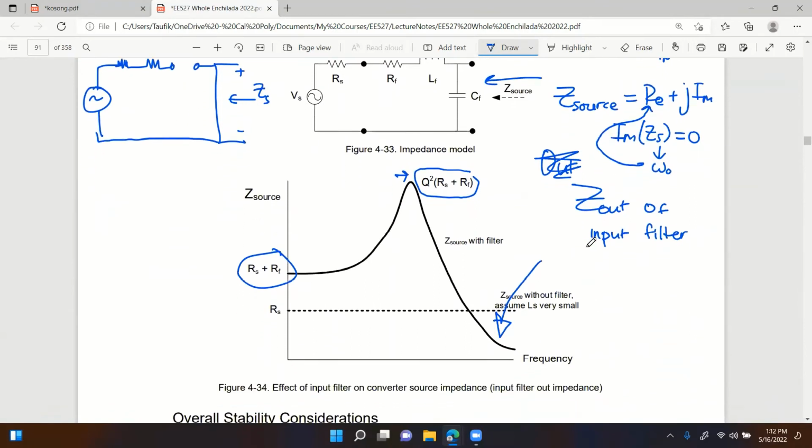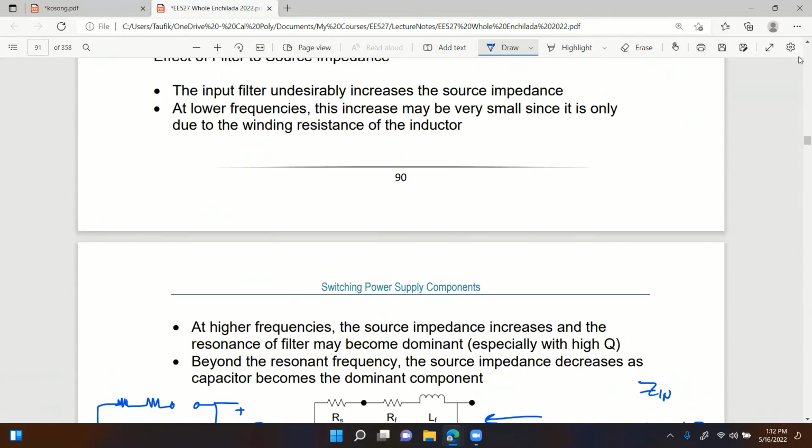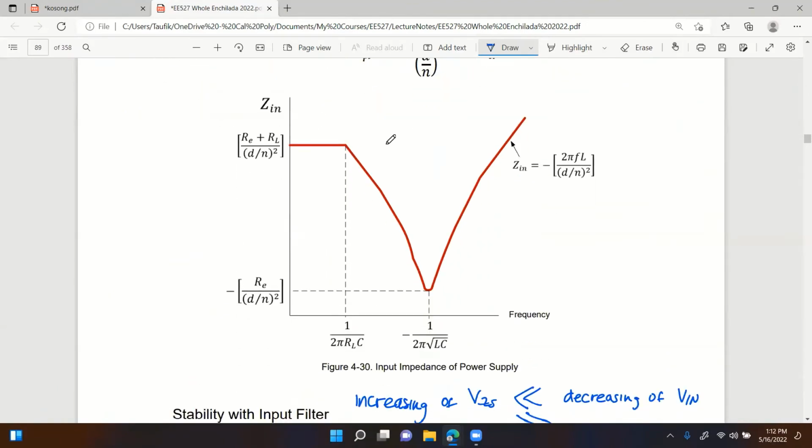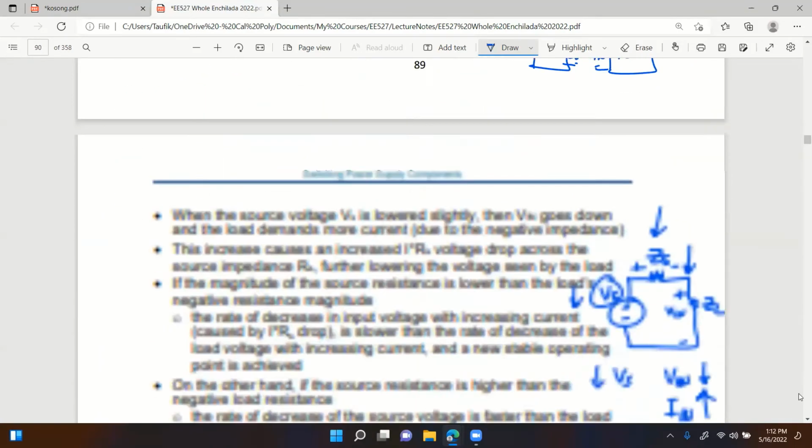All right, so now we have two different plots. One from the output impedance of the filter, which is right here, and the other one from the input impedance of the power supply, which is right there. Okay, so keep in mind that one is pointing up, the other one is pointing down, right? The output impedance of the input filter goes like this, but the input impedance of the power supply goes down this way, right? Okay. Any questions so far?